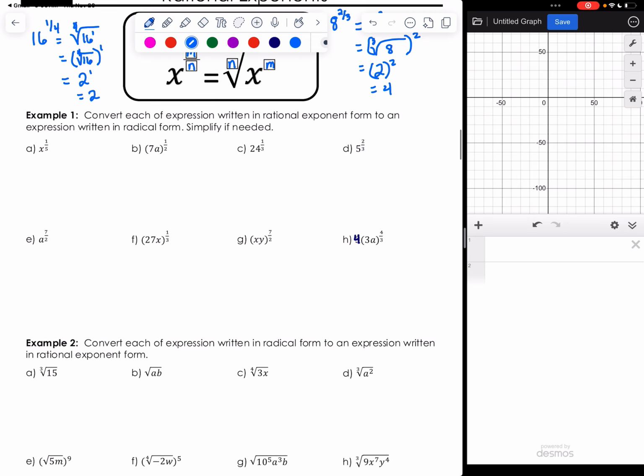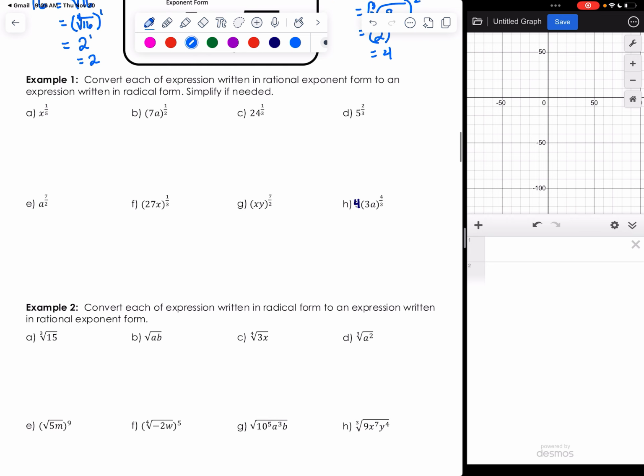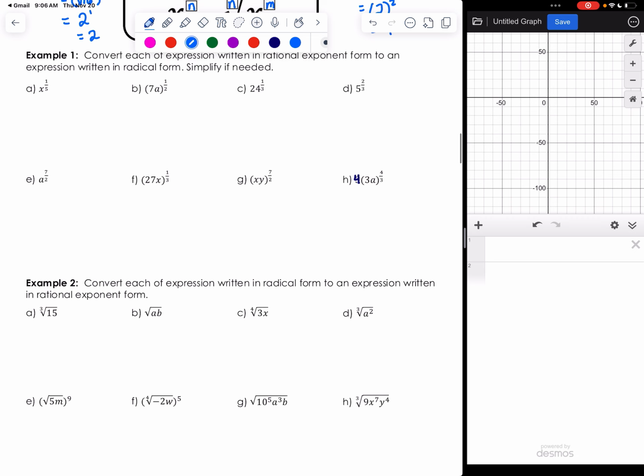All right, example 1. Convert each expression written in rational exponent form to an expression written in radical form. Simplify if needed. In problem A, we have x to the 1/5 power. What I want you to notice first is the denominator is 5. That means we're going to use a 5th root to rewrite this expression. So this would simply be the 5th root of x to the 1 power.